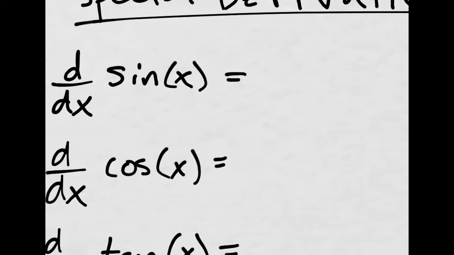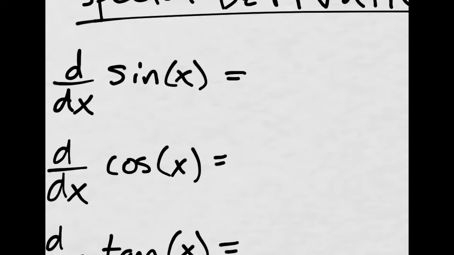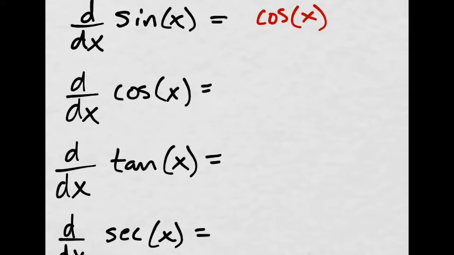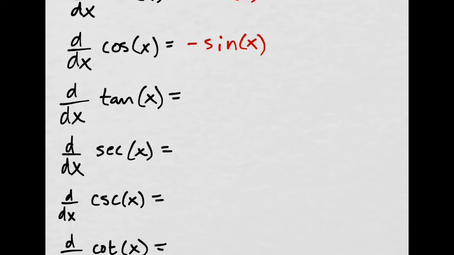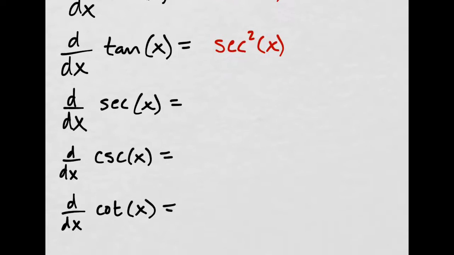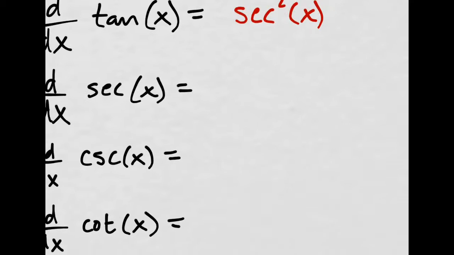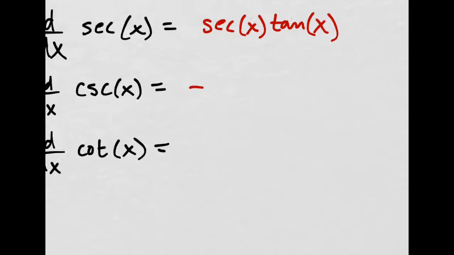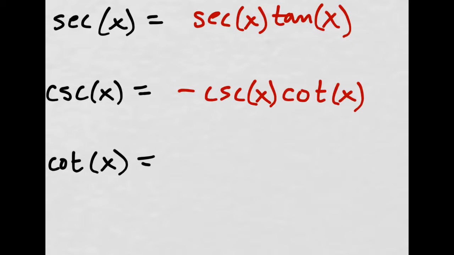All right. The derivative of sine is just cosine of x. So that's easy. The derivative of cosine is negative sine x. Okay. The derivative of tangent is secant squared. We could prove that one, but I'm not going to do that because I don't know the rules yet. The derivative of secant is secant tangent. The derivative of cosecant is negative cosecant cotangent.